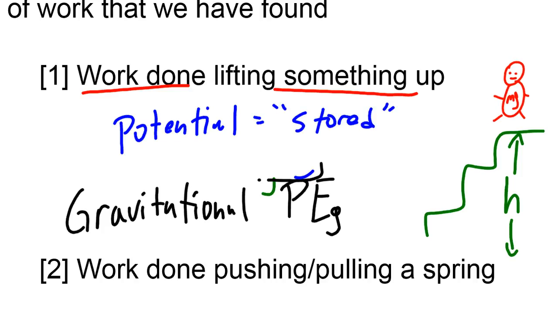Because as soon as I jump off those stairs or walk off, I'm going to fall and have moving energy. And so the potential energy allows me to do stuff. That's kind of the big point behind it.